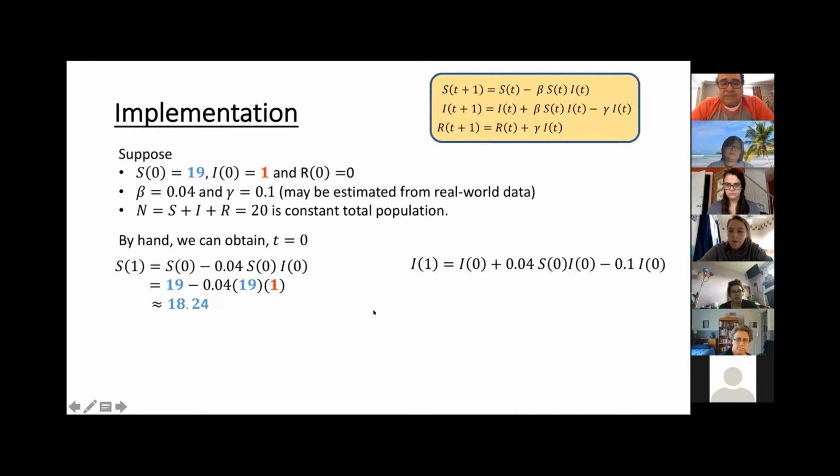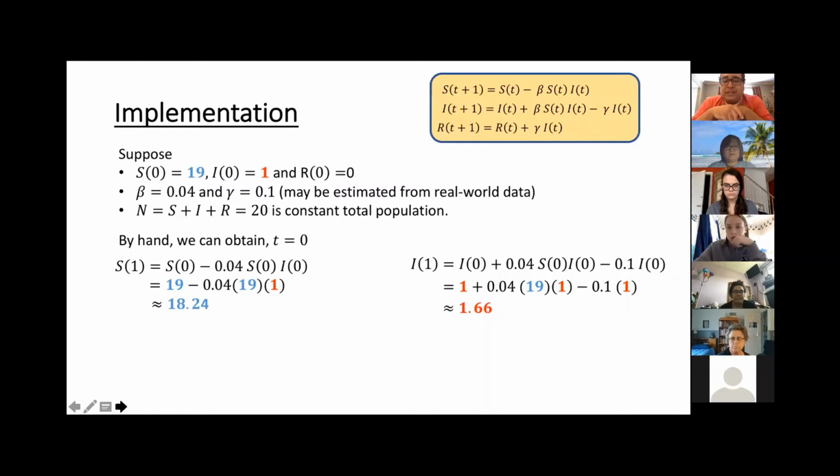I take those same values of 19 and 1 and plug them in, and using just a standard calculator, simplify all that, and we get 1.66. I'm not going to do this for the last equation, R. It's not necessary. We could do that, but for the purposes of this presentation, I'm only going to focus on those 2. And in fact, focusing on only those 2 would be sufficient for solving this system.